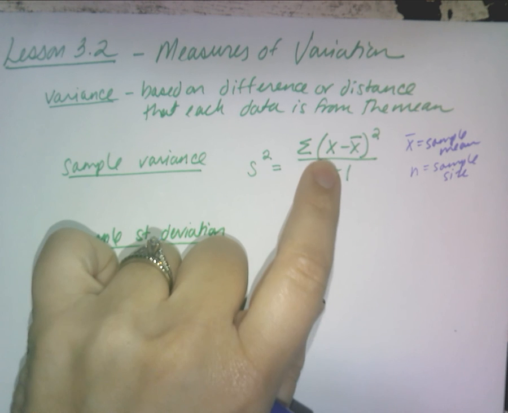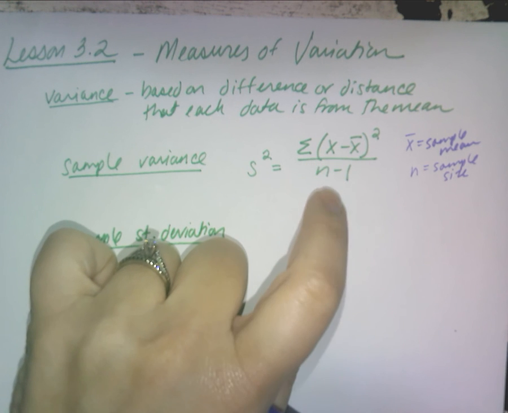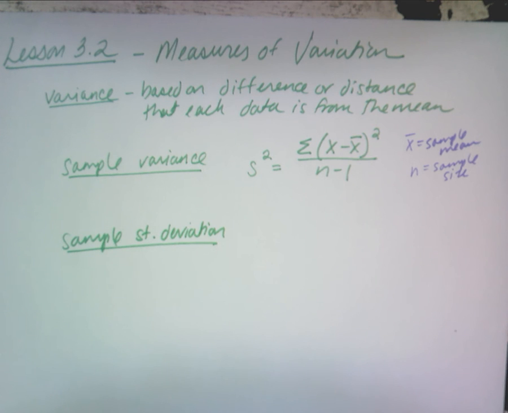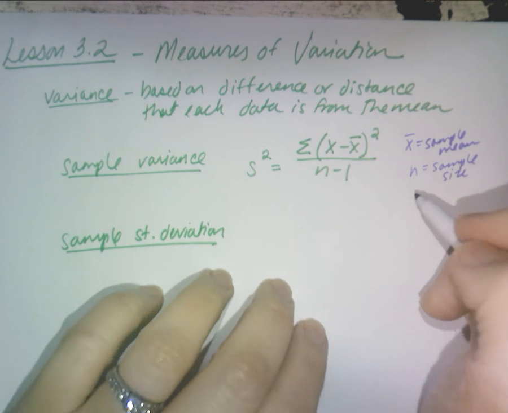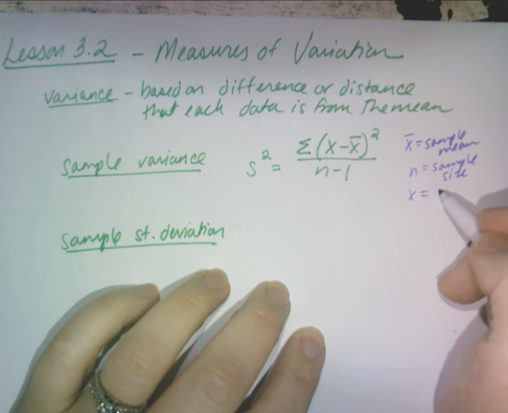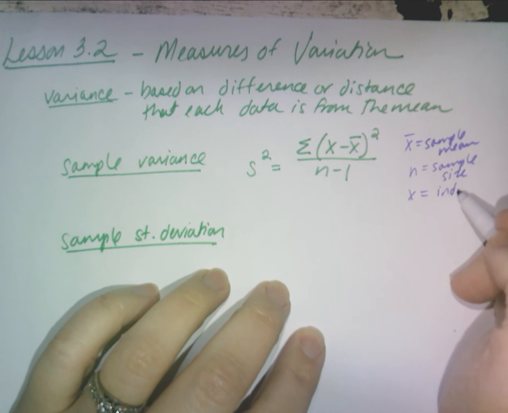This x, that's all by itself, is one of your data points. So like we're talking about grades in my class. If you got a 96, but the average was 92, so I would do 96 minus 92. Okay, so x is an individual data.